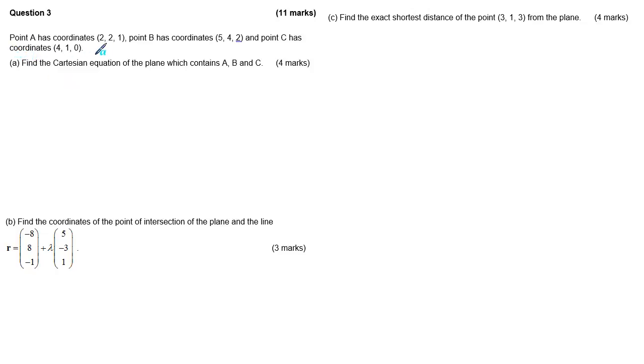Point A has coordinates (2, 2, 1), point B has coordinates (5, 4, 2), and point C has coordinates (4, 1, 0). Find the Cartesian equation of the plane which contains A, B, and C.